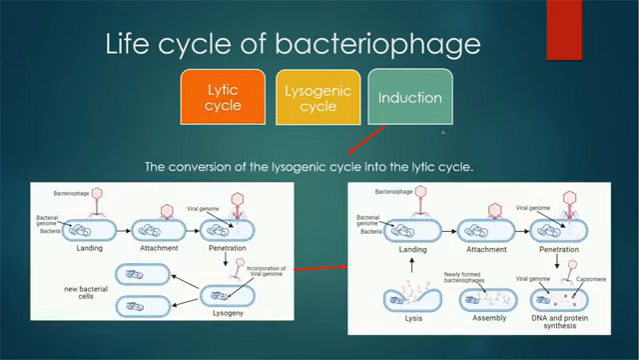Now, what will happen in the induction life cycle is that the viral genome which was incorporated into the bacterial cell will detach itself from the bacterial genome, and after that it will hijack the bacterial machinery and start producing its own DNA and protein. After that, assembly of phage will take place, new bacteriophages will form, and eventually the lysis of the bacterial cell will take place.